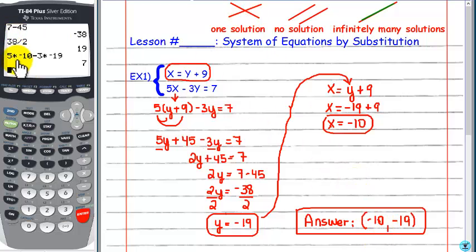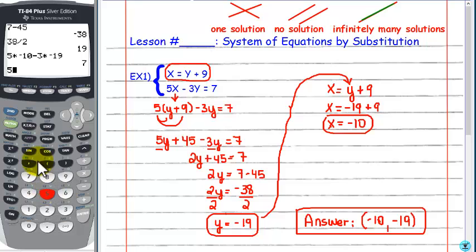Also, let me point out, using the TI-84 calculator, you also have the option of, instead of writing times, using the parentheses. Because remember, anytime you see parentheses, you mean multiplication. So if you have a number in front of parentheses, it's multiplication. So then this would be negative 3 parentheses negative 19. Whatever way you prefer is going to give you the right answer.